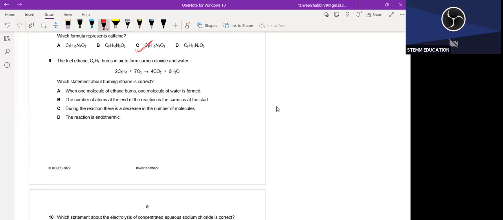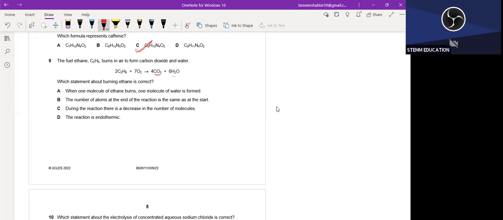We can see that 2 moles of ethane requires 7 moles of oxygen molecules and it will give 4 moles of CO2 and 6 moles of water molecules. So which statement about burning ethane is correct?